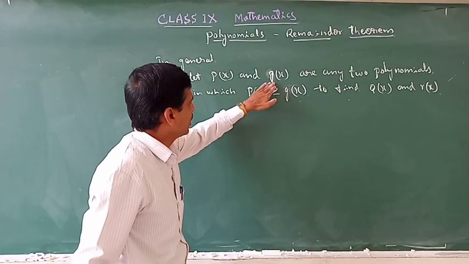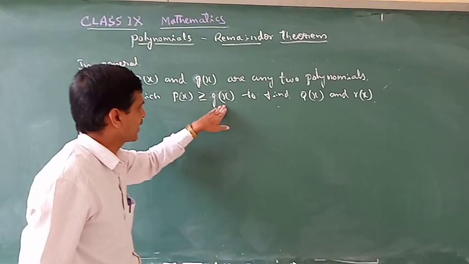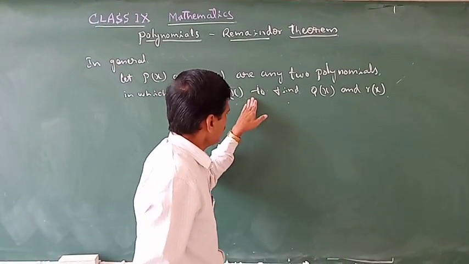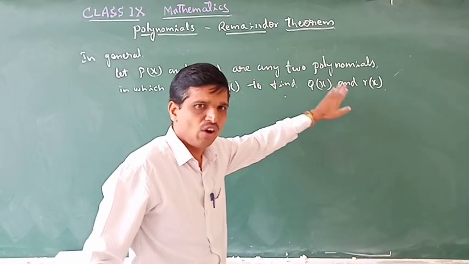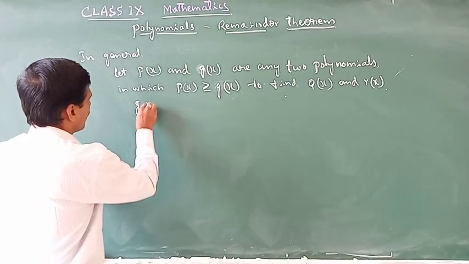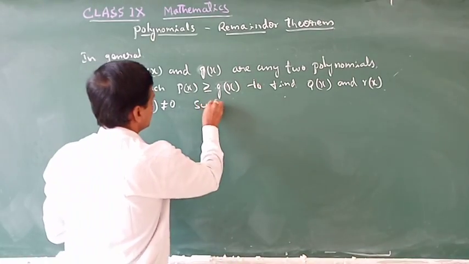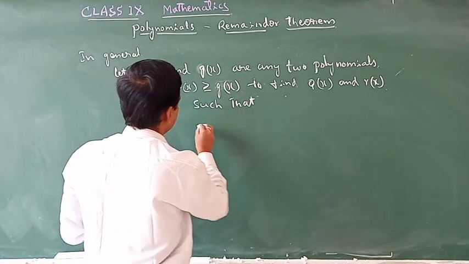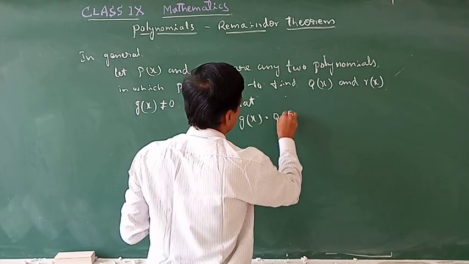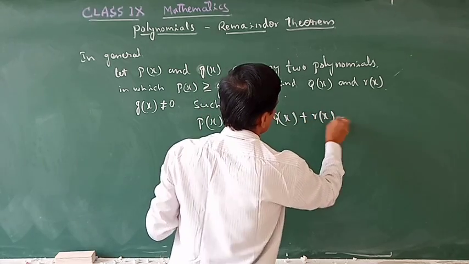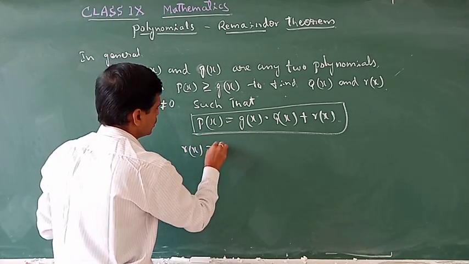This means that from two polynomials in which the highest degree of one polynomial is greater than or equal to that of the second polynomial, these two polynomials can help us find q of x and r of x, in which g of x is not equal to 0, such that the statement becomes p of x equal to g of x into q of x plus r of x. So this is our required statement. Here r of x equal to 0.